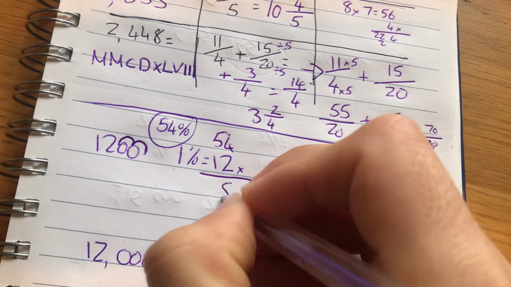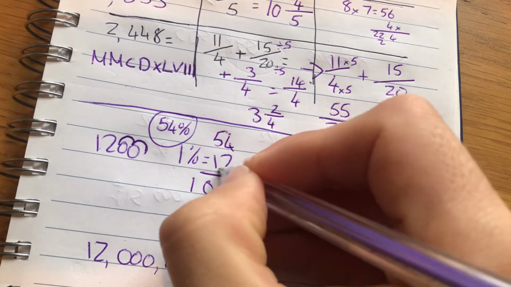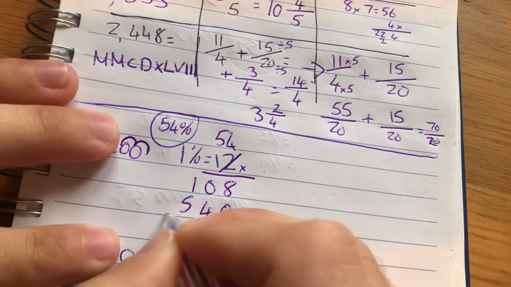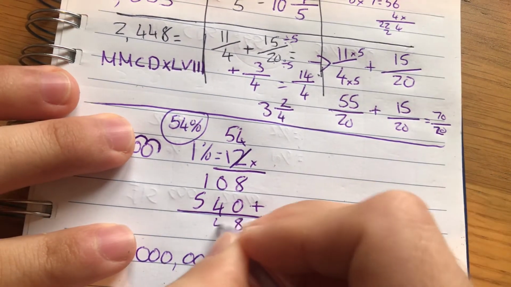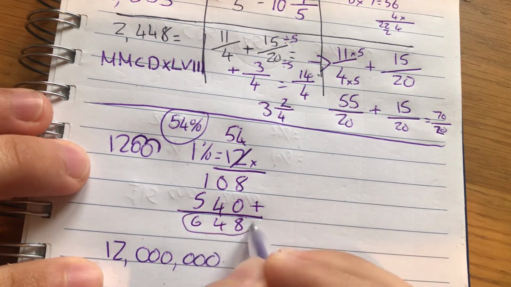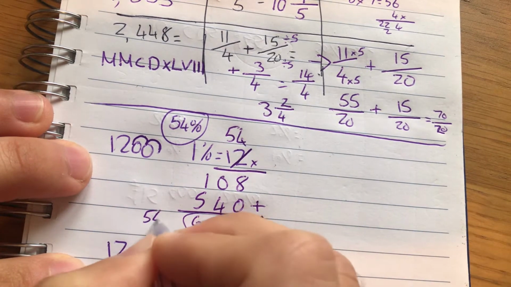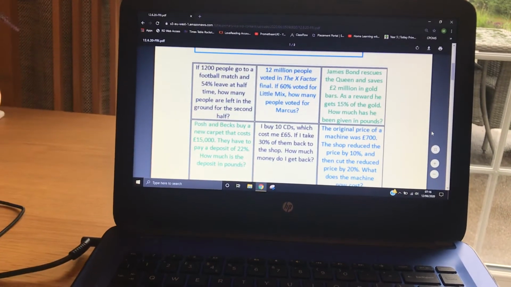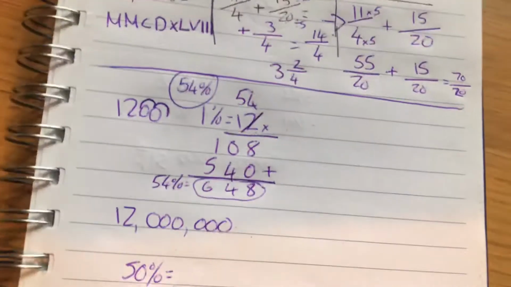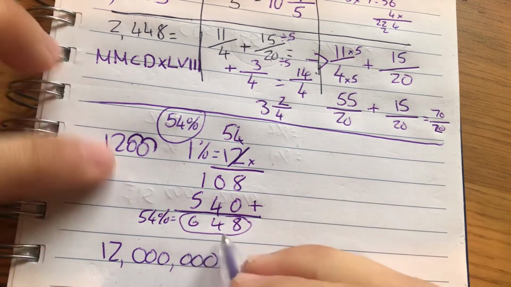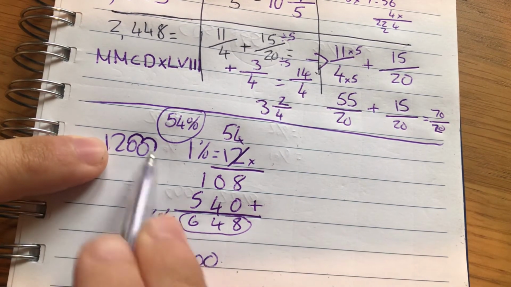so 4, 8, 10, get rid of the 2, so 0 the hero, 4, 5, I'm out of room already here. Add it together, 8, 4 and 6, so that's not your answer, but that is 54%. So 54% is 648, but the question is how many people are left in the second half? So 648 people left, as in went away, but you want to know how many are still in the stadium. So you need to find the difference.